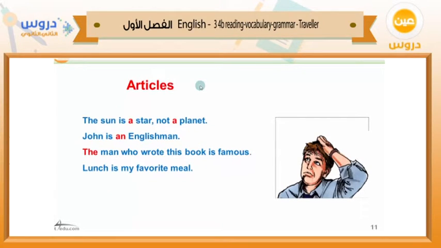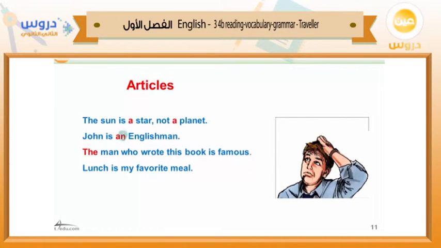So let's start with articles. What do we mean by articles? If you see, in this text we have colored the articles here in red. So if I'm going to read for you: The sun is a star, not a planet. John is an Englishman. The man who wrote this book is famous. Lunch is my favorite meal.